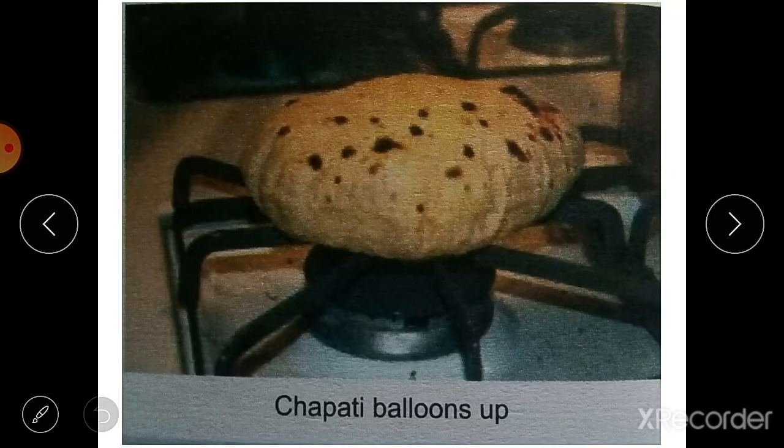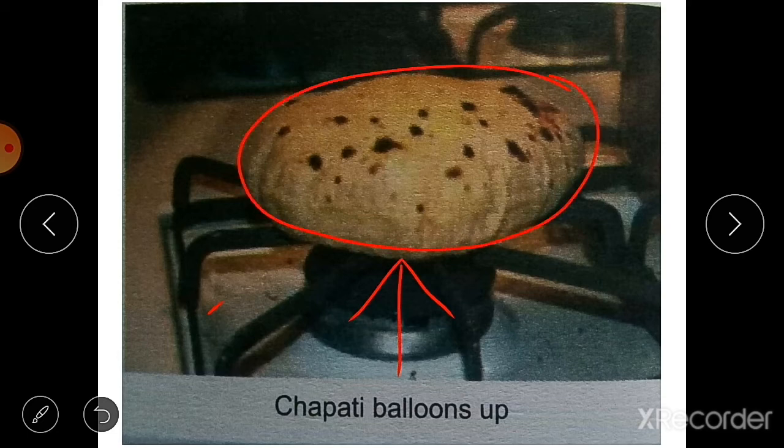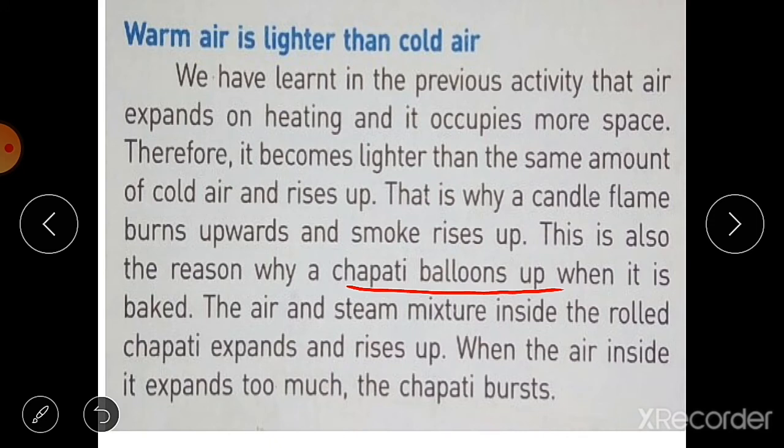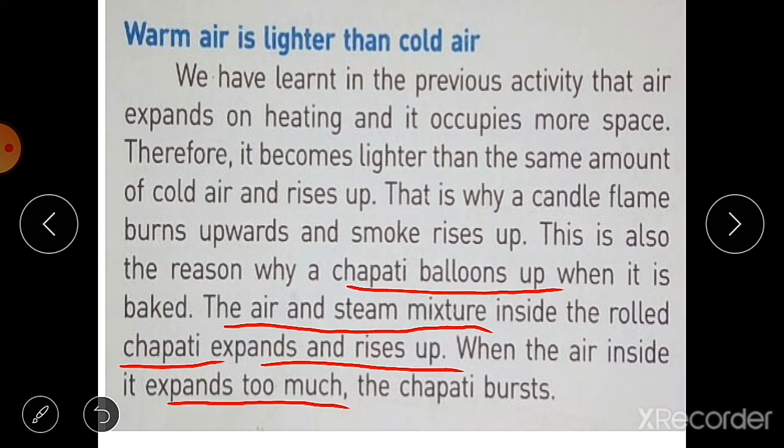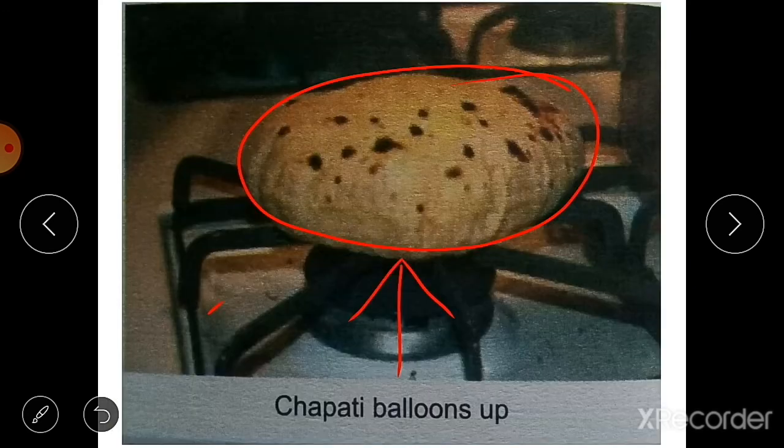You can see the picture here. This chapati is lifted up, or it is just like a balloon. Okay, and what is the reason? Because the air and steam mixture inside the rolled chapati expands and rises up, and when the air inside the chapati expands too much, the chapati bursts. Okay, the air and steam mixture inside the chapati gives it a shape like a balloon, and when the pressure inside the chapati is too much, then the chapati bursts. Okay, you can see the picture again.